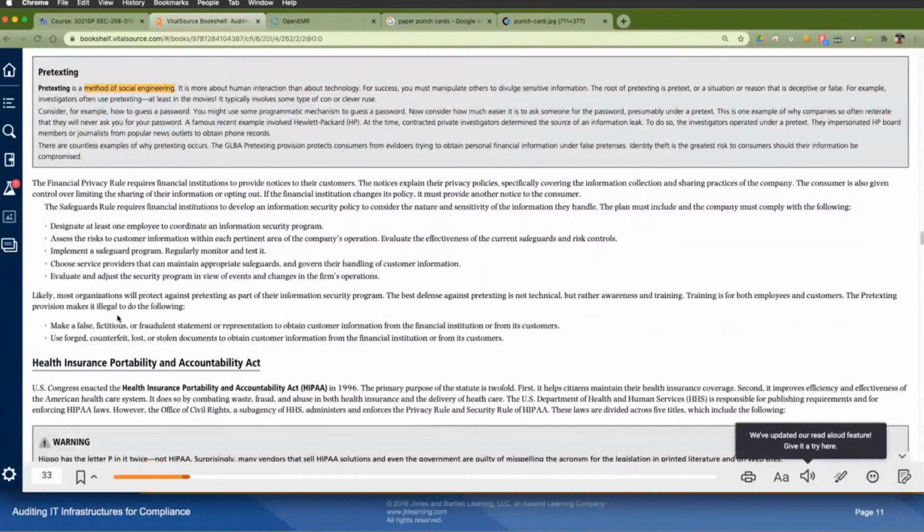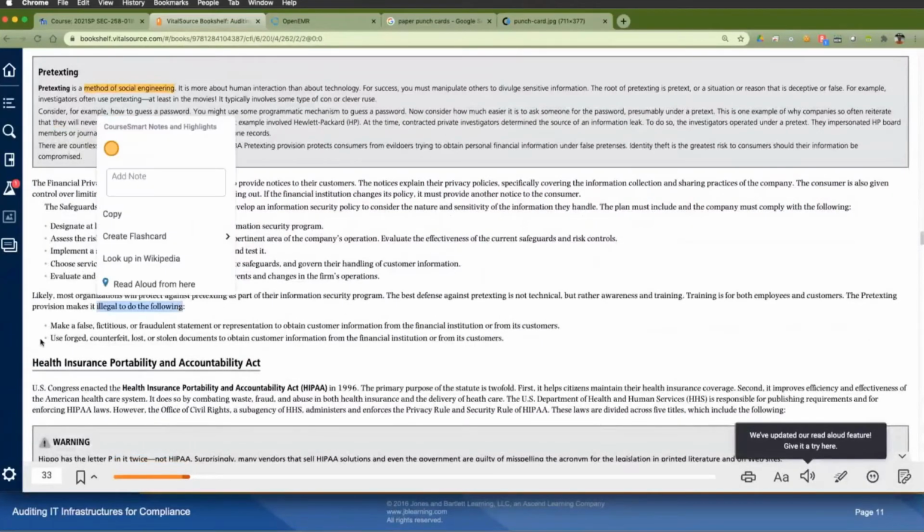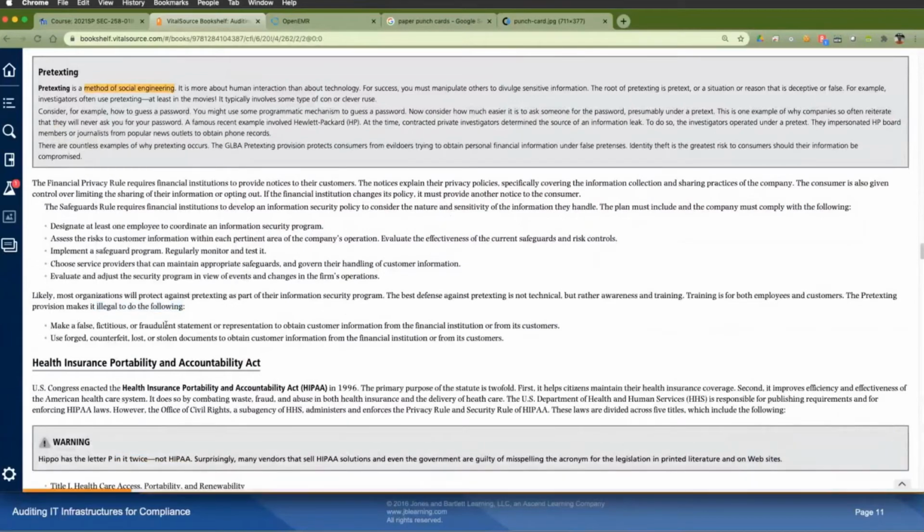So it's illegal to do the following: make false, fictitious, or fraudulent statements to obtain customer information from the financial institution or from its customers, or use forged, counterfeit, lost, or stolen documents to obtain customer information from the financial institution. So you can pretext anybody else, but if you walk in a bank and do it, then you can go to jail for it. Does that make sense? All right.